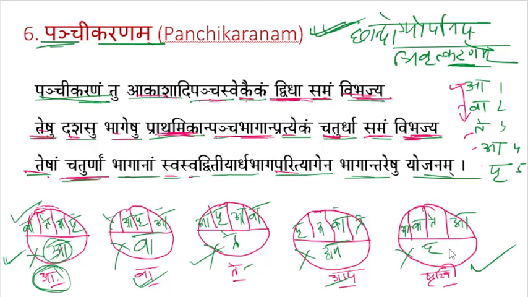Again you should focus on what I am telling. Panchikaran, they are telling Akasha Adi, Akasha and so on. Etc means the remaining 4.